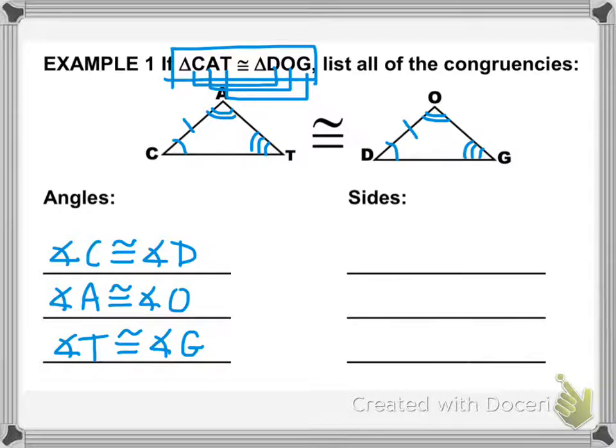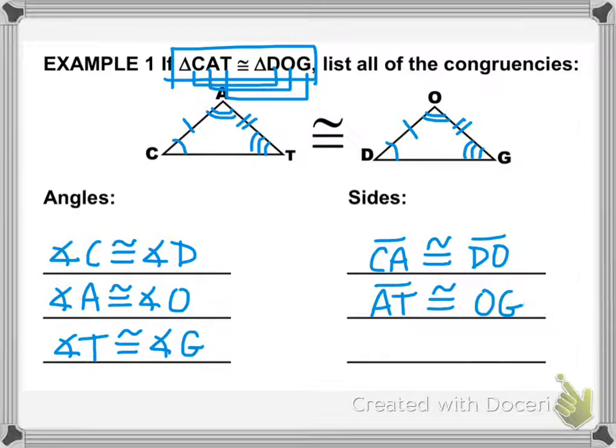Okay? Remember, when you name these segments, it doesn't matter the order of the letters. So I could call segment CA or segment AC, and that's congruent to either segment DO or segment OD. Either one is fine. All right, the next sides that are congruent are going to be sides AT and OG, and those are between the 2 and 3 arc angles. So segment AT is congruent to segment OG, and then of course the remaining 2 sides are going to be congruent. Segment CT is congruent to segment DG.